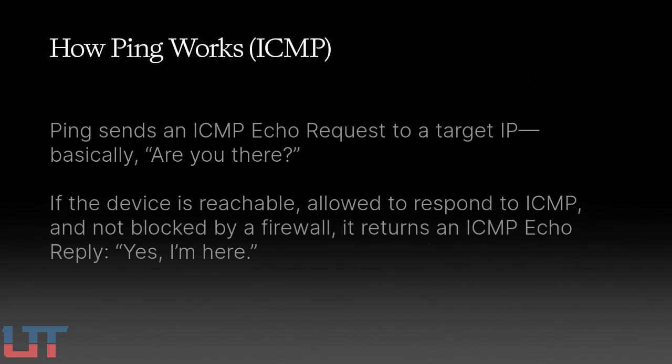Ping sends an ICMP echo request packet to a target IP address. ICMP, or Internet Control Message Protocol, is a network layer protocol used for diagnostic and control messages. An echo request is simply asking whether the device is reachable, configured to respond to ICMP, and not blocked by a firewall. It sends back an ICMP echo reply.